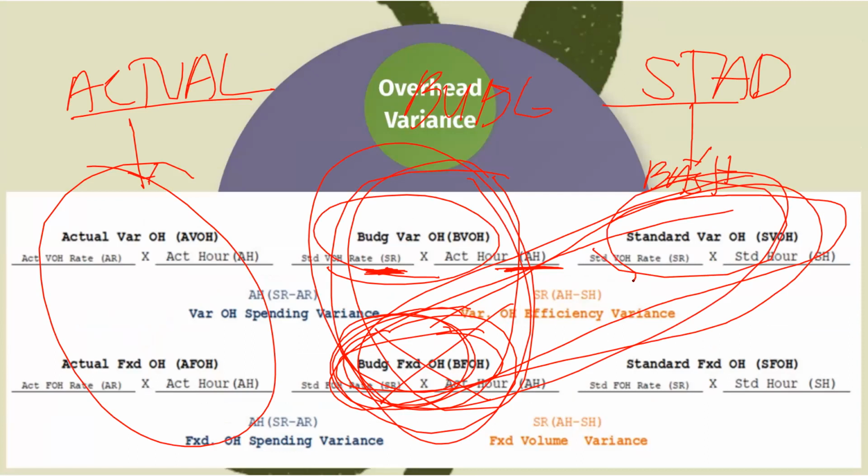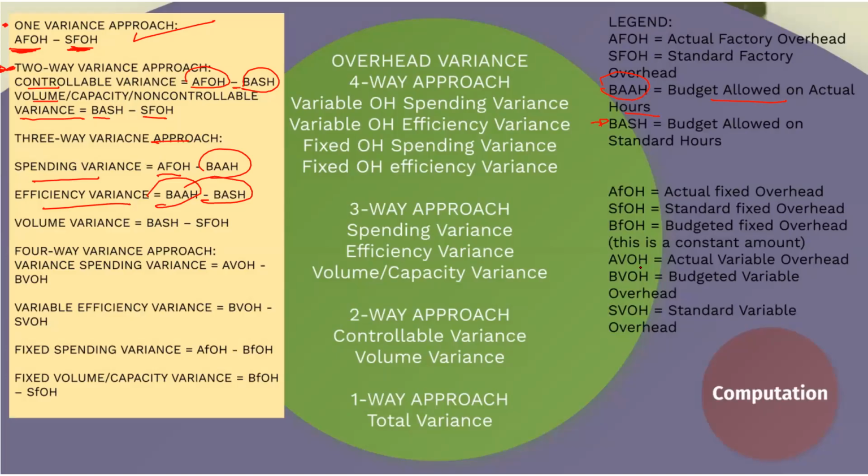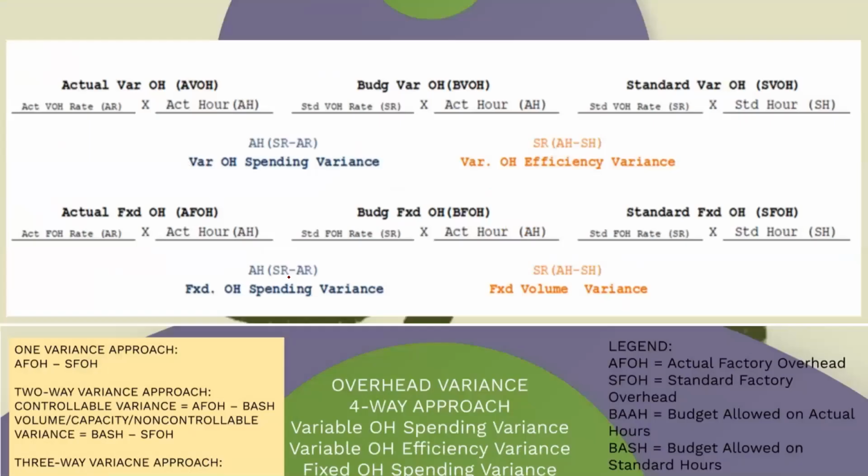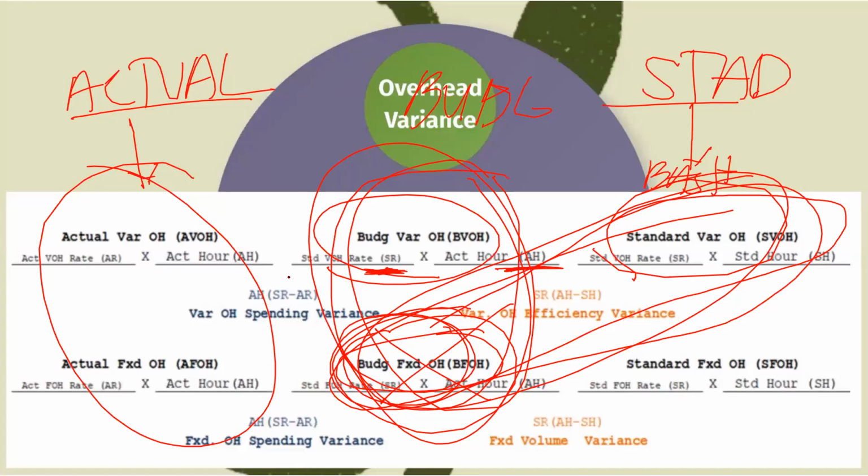Correct? Yes. If you are going back, okay, or if you will go back to the four-way analysis, the four-way analysis will give you variable efficiency variance of budgeted variable overhead versus standard variable overhead. The same? Yes. It means that even if you are under the three-way efficiency variance or under the four-way efficiency variance, it should give you the same answer. Okay? What if it's not the same? Then something is wrong with your equation or with your formula. Take note of that. Something is wrong kapag may hindi parehas.